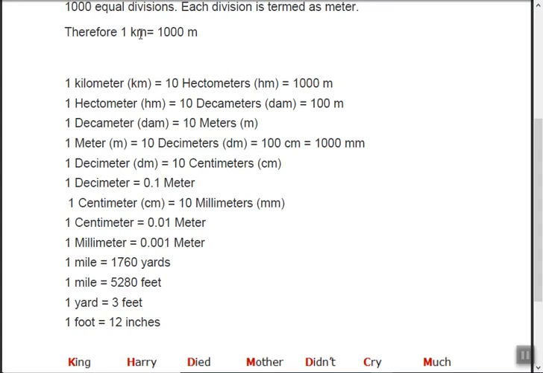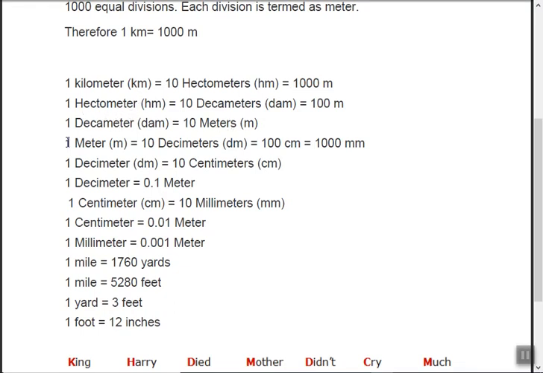Even though it's given only for kilometers and meters, you can follow the same rules for kgs and liters also. So we'll study each one now. 1 kilometer equals 10 hectometers equals 1000 meters. So remember this, 1 kilometer is 1000 meters. Then below kilometers comes hectometer. 1 hectometer equals 10 decameters equals 100 meters. Now 1 decameter equals 10 meters.